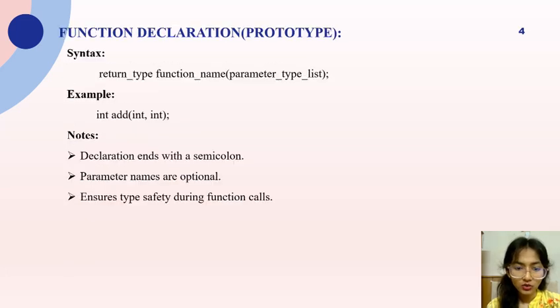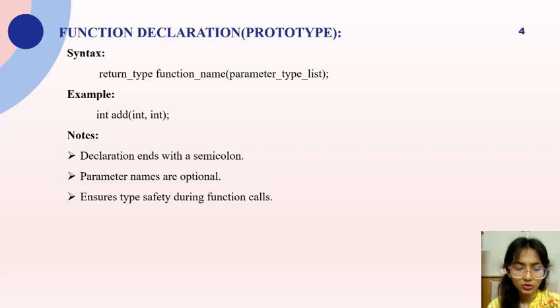Moving to the next, we have function declaration. Before using a function in a program, we must declare it, and the declaration tells the compiler about the function's name, return type, and its parameter types. Its syntax is very easy. We just have to add the return type and then the function name and the parameter type list.